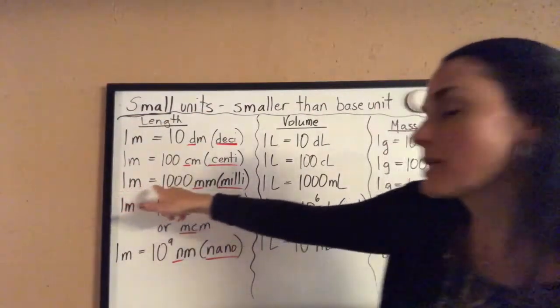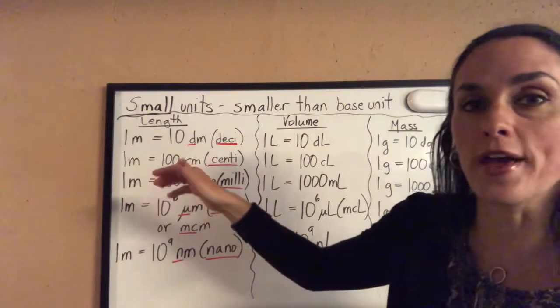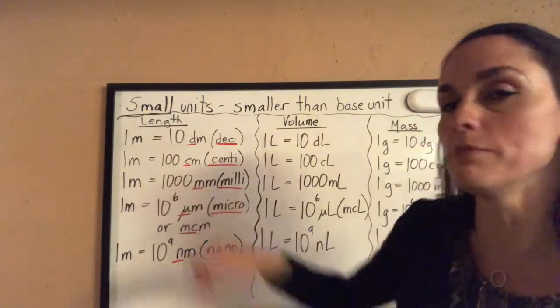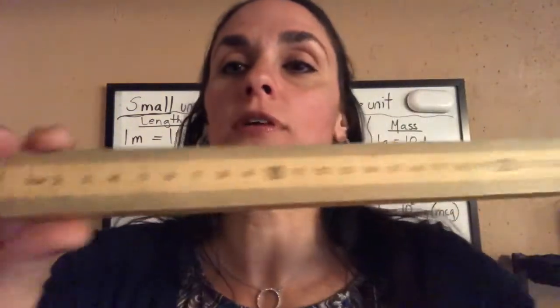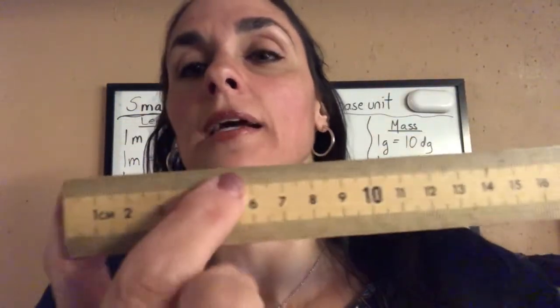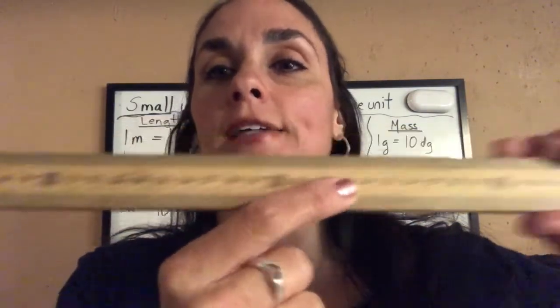1 meter, if you broke that into 1,000 equal parts, you'd have 1,000 millimeters. The prefix lowercase m is for milli. If you look at my meter stick, you see all these little tiny black lines. They are representative of millimeters, and there are 1,000 of those.